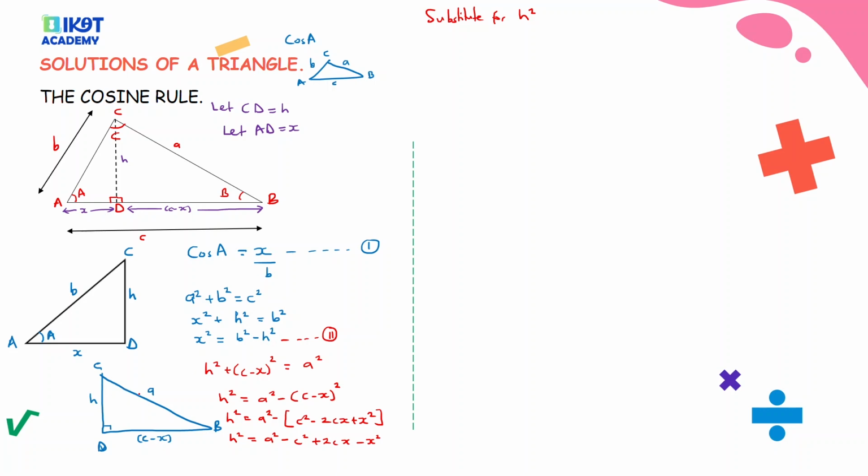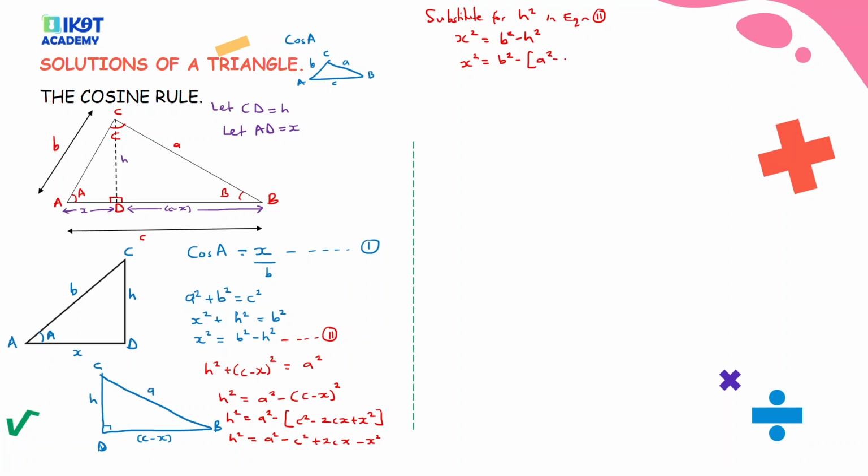So now from this second triangle, we want to first eliminate the h squared, then we shall go back to our original problem, which was eliminating the x, because we want to have a final equation with the cosine rule, not having anything like h or x. I hope it makes sense. So here we are going to substitute for h squared in equation 2. We have an equation for h squared, but we want to substitute it into that. So from equation 2, we said x squared is equals to b squared minus h squared. So here we are to substitute for h squared.